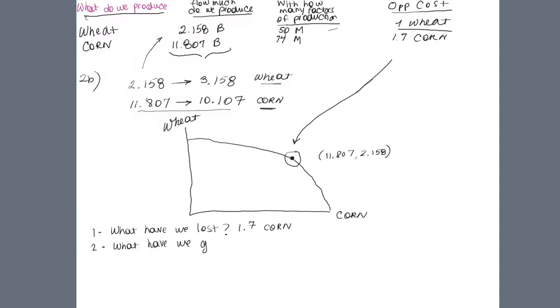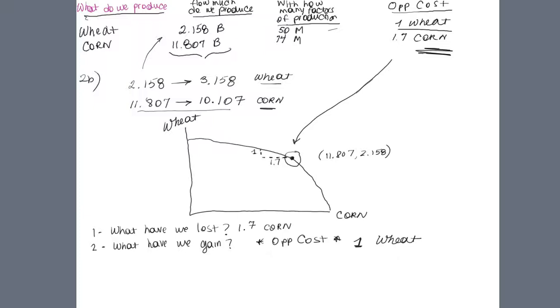And this is where our opportunity cost comes in. Our opportunity cost, which is up here, tells us that if you lose 1.7 billion bushels of corn, you gain 1 billion bushels of wheat. So now we know we have lost 1.7 billion bushels of corn, and the opportunity cost is telling us that as a result, we have gained 1 billion bushels of wheat. And what point is this new point?